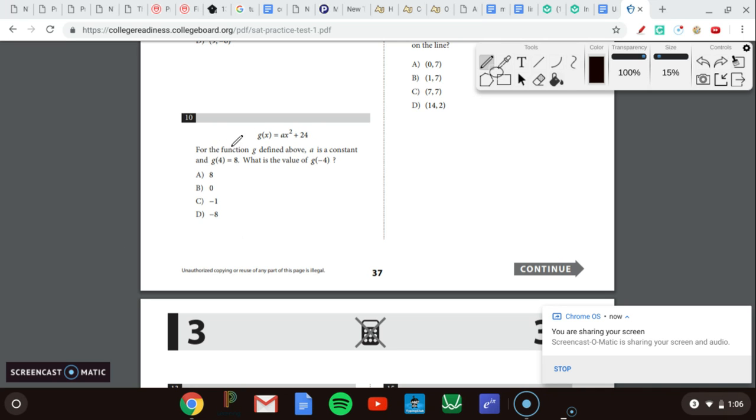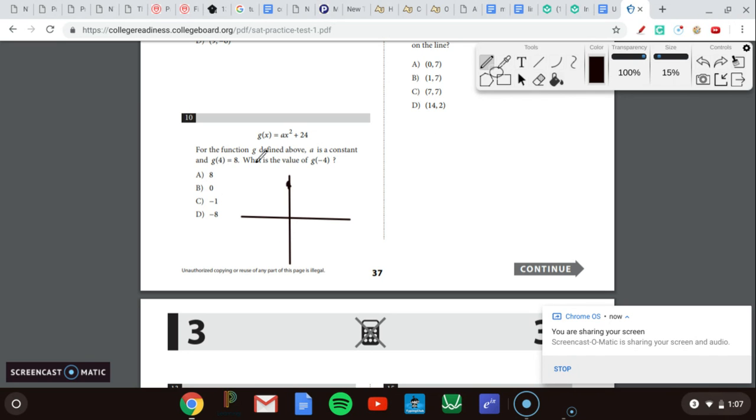And they want to know, for the function g defined above, a is a constant and g of 4 equals 8. What is the value of g of negative 4? So you could use algebra to figure this out. But let's try to graph whatever we know and see if we can see what g of negative 4 would be. So I'll make my axes. I know that the vertex is going to be 0, 24. Again, if that's not obvious to you, you should watch the other video.